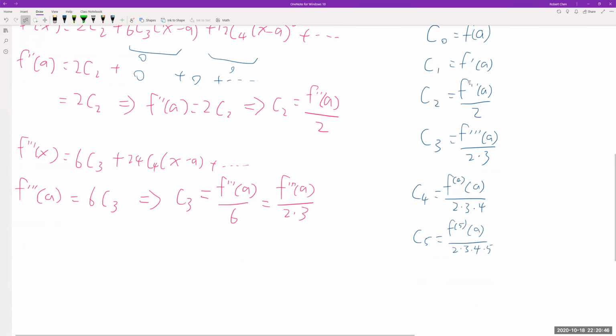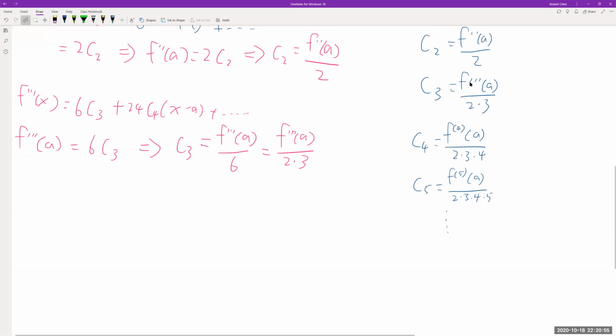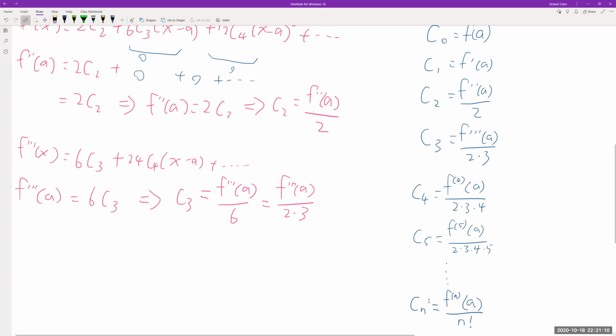So hopefully you guys can see some sort of pattern here, right? And let's write out the pattern. Let's say if I continue on, I want to find Cn, the nth coefficient of the power series. That's going to be f of the nth prime of a over n factorial. I want you guys to take a look and see if this general form applies to what we have found.